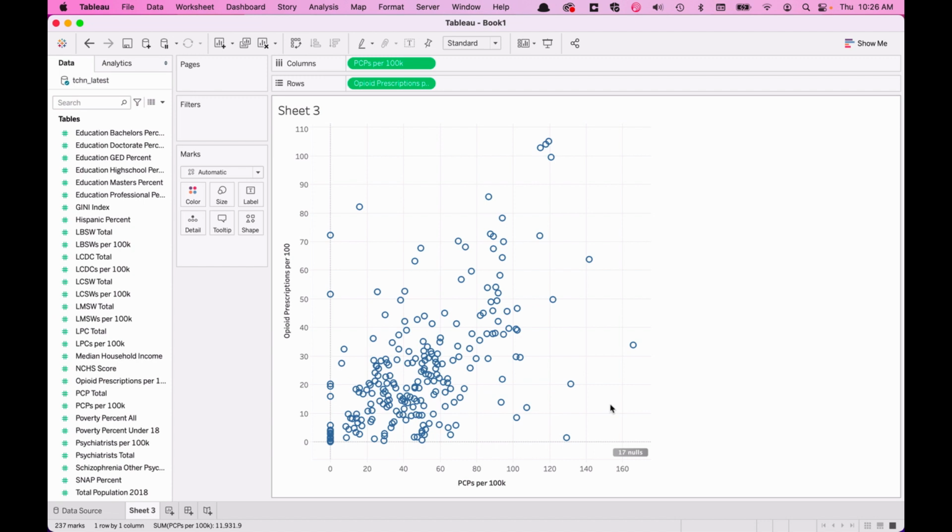So now that I would read this as the number of primary care physicians in a county goes up, the rate of opioid prescriptions also goes up. And that's how we read scatterplots.